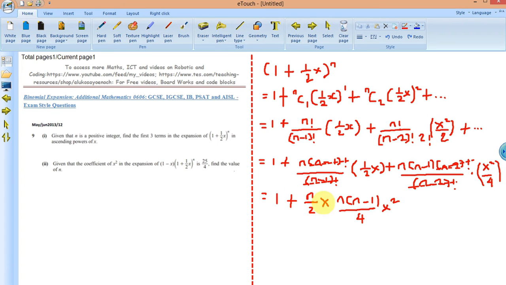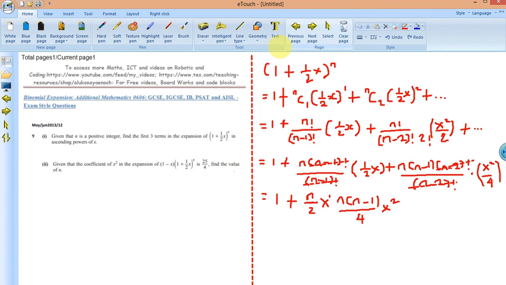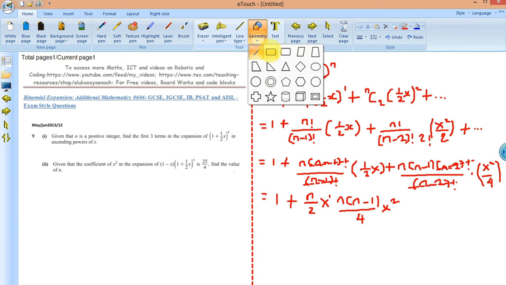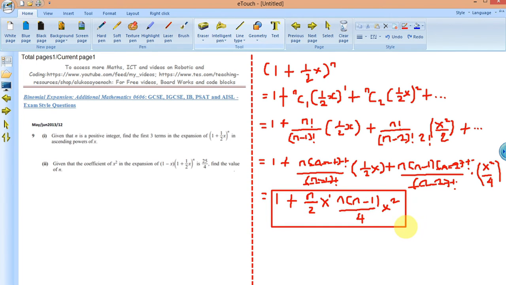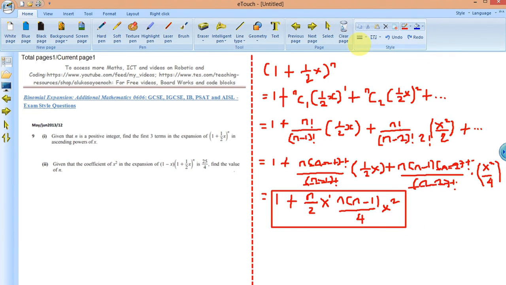In ascending power of x, this is x raised power 1, this is x raised power 2, this is x raised power 0. So guys, I think I'm good. Let me just put that in a rectangular box. This is the solution to the first one. Okay, so let's go ahead with the next question.